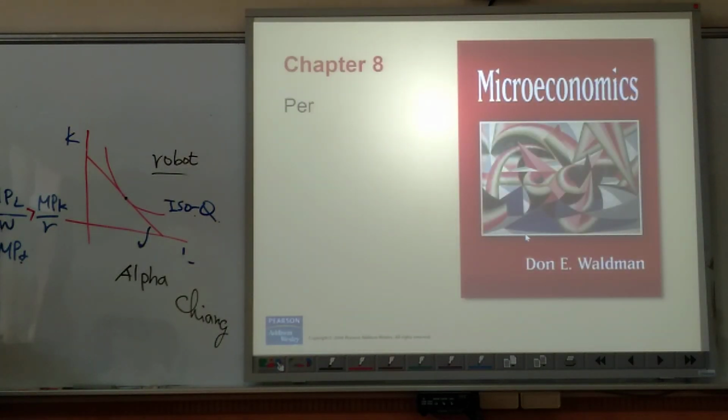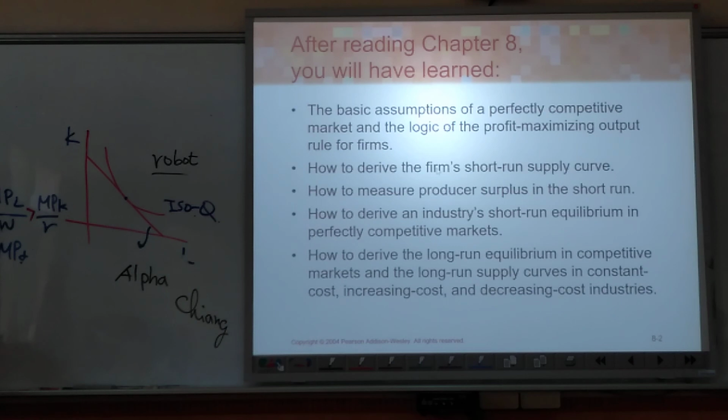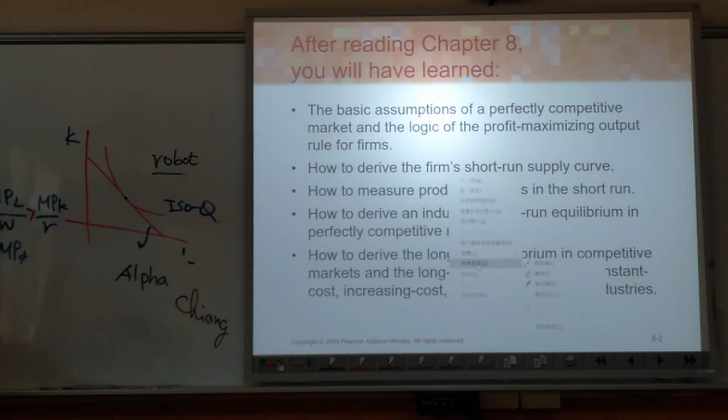Okay, so what is chapter 8? Perfectly competitive product markets. Perfect competition is one of the most efficient forms of production, and almost all economists prefer this kind of situation. But it is hard, because to meet the requirements of a perfectly competitive market, you need several conditions. Okay, so let's move on.